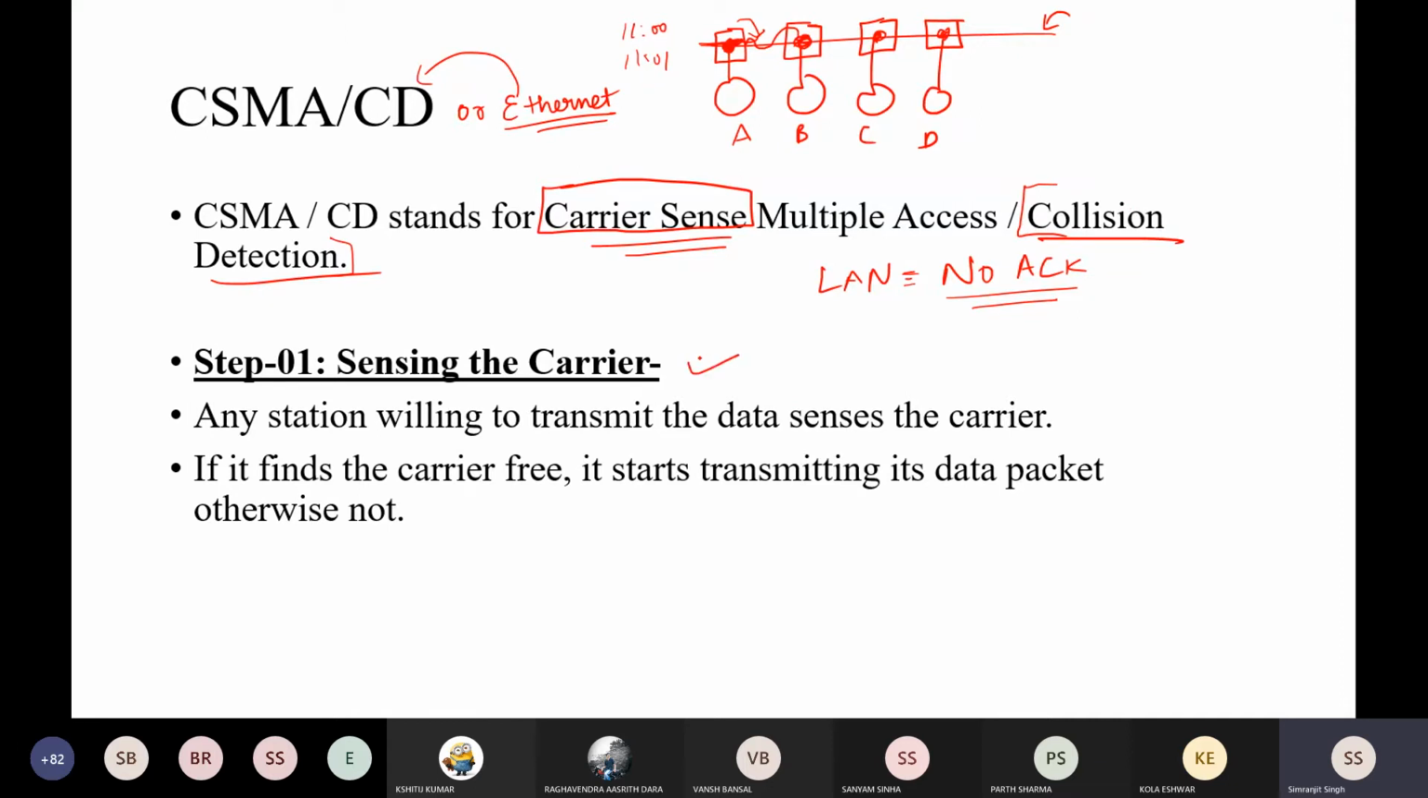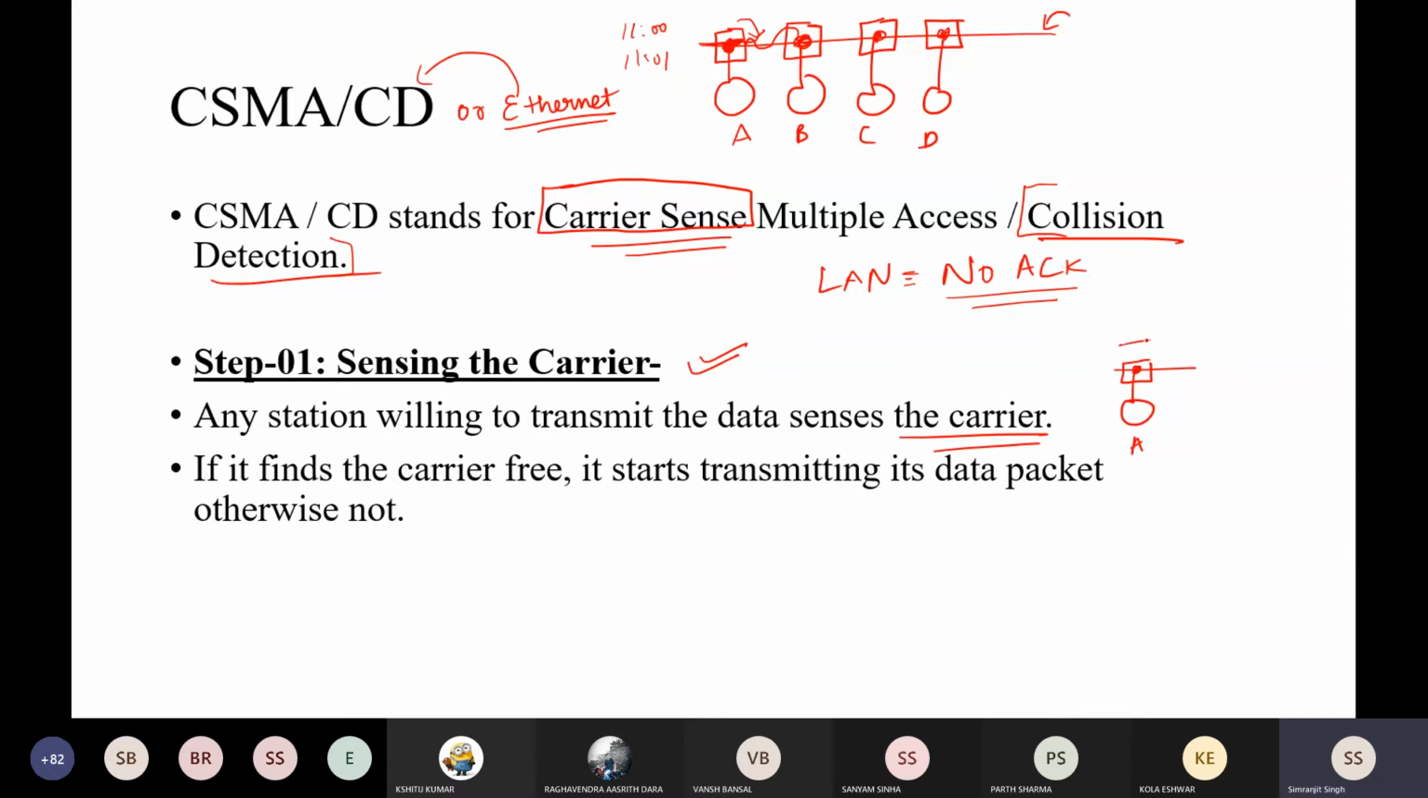Now the first step is sensing the carrier. Any station willing to transmit data senses this carrier. Suppose A wants to send data, and this A will sense the carrier, this much area on the wire. If it finds the carrier free, it will start transmitting the packet.